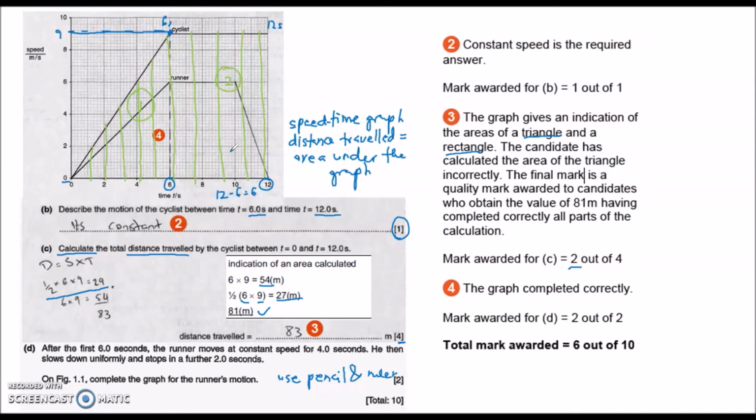Since after 6 seconds the runner moved at constant speed for 4 seconds, he then slowed down uniformly. Slow down uniformly means that the gradient must be uniform. Stop in a further 2 seconds. So it's from here, a straight line to 12, meaning for 2 seconds.